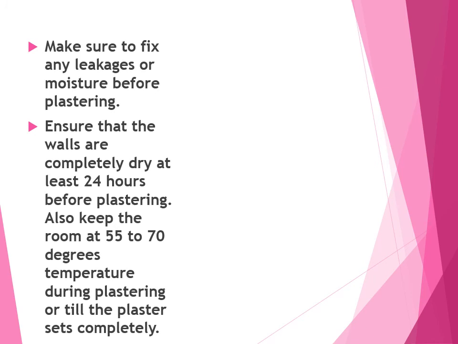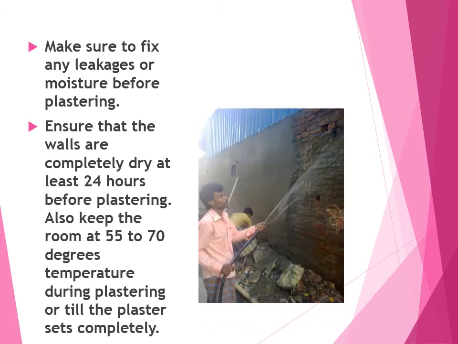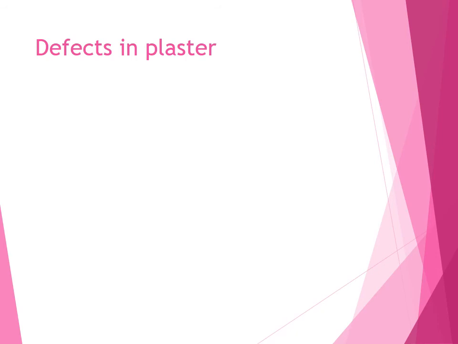Make sure to fix any leakages or moisture before plastering. Ensure that the walls are completely dry at least 24 hours before plastering. Also keep the room at 55 to 70 degrees temperature during the plastering or till the plaster sets completely. The images show how to maintain the same.